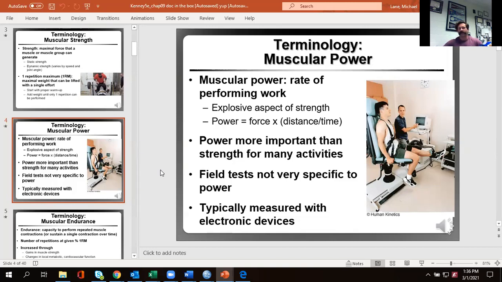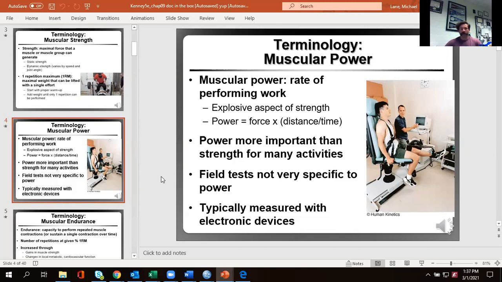Now, a number of those field tests are not specific. This right here is actually an isokinetic dynamometer. There's one downstairs in the athletic training room. And you can test people's strength on it, like the leg extension. Great, we can see how your quads work, but that doesn't give us an idea of your squatting ability, your ability to lunge, your ability to deadlift.